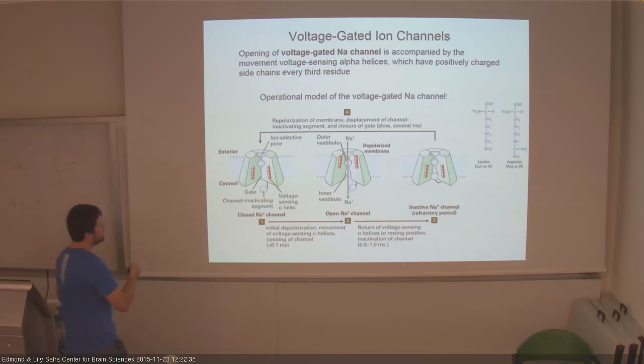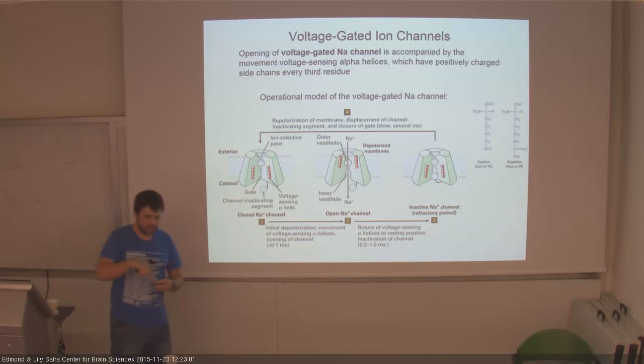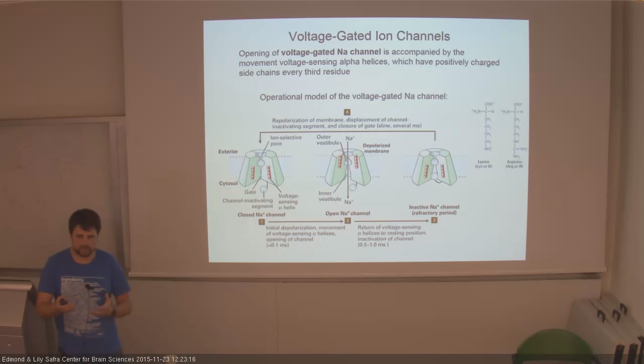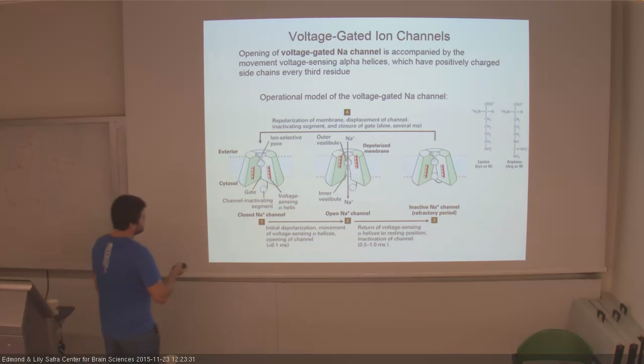So if we're in resting potential, most of the channels will be closed. In this example, there are actually four of these voltage-sensing alpha helixes. The fact that they are positively charged comes from the side chains, because as you remember, the special formation of the alpha helix means the charges of the backbone are lost through the connection between the amino acids, and the properties of the alpha helix are largely determined by the side chains. Every three or four residues, you will get either a lysine or an arginine, which are positively charged. And this is why you get this positively charged structure.